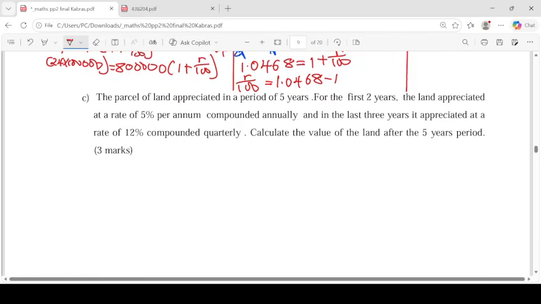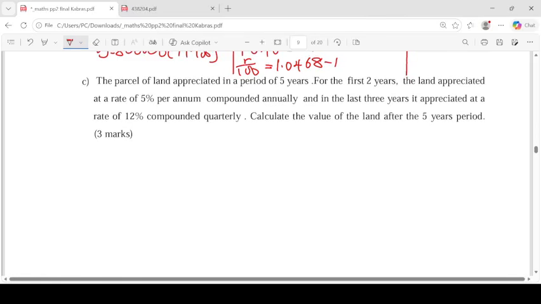Question number C, part C of it. The parcel of land appreciated in a period of 5 years. For the first 2 years, the land appreciated at a rate of 5% per annum, compounded annually, and in the last 3 years, it appreciated at a rate of 12% per annum, compounded quarterly. Calculate the value of the land after the 5 years period. 3 marks.